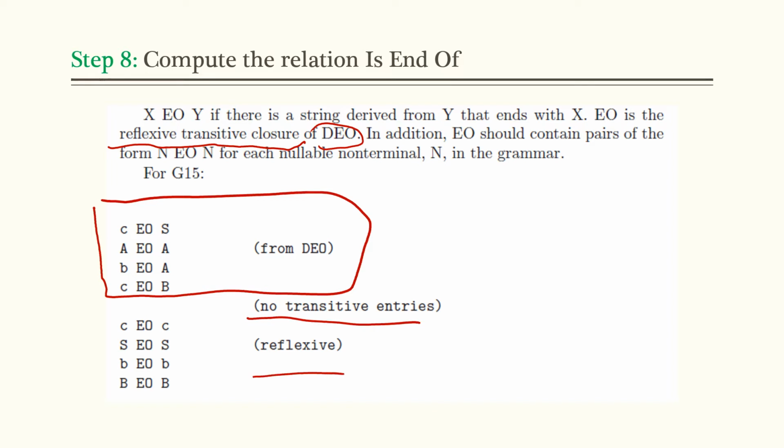So the first one is to copy from the DEO. You have 4 pairs here. In this case, there is no transitive. If you look carefully into the DEO pairs, there is no transitive in these pairs. For the reflexive, we have 4 reflexive pairs here: C, C, S, S, B, B, and capital B. So this is for step number 8, to compute the relation is end of.